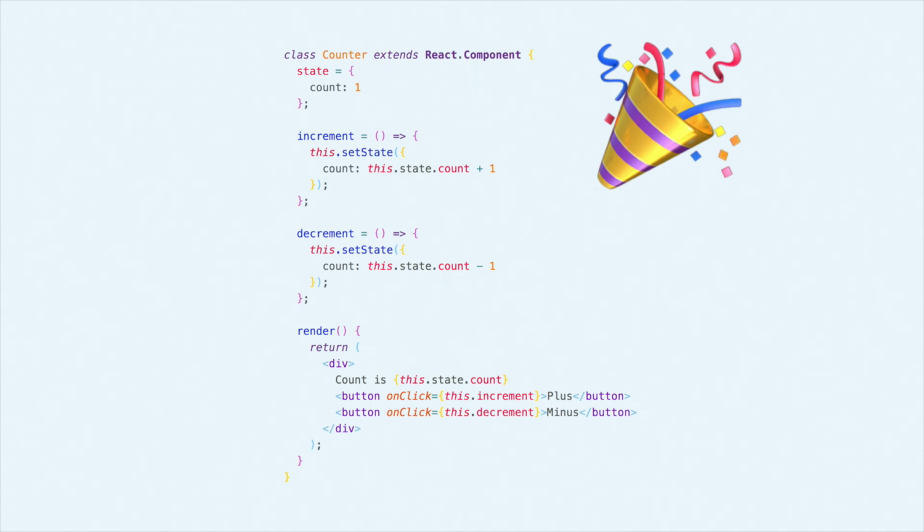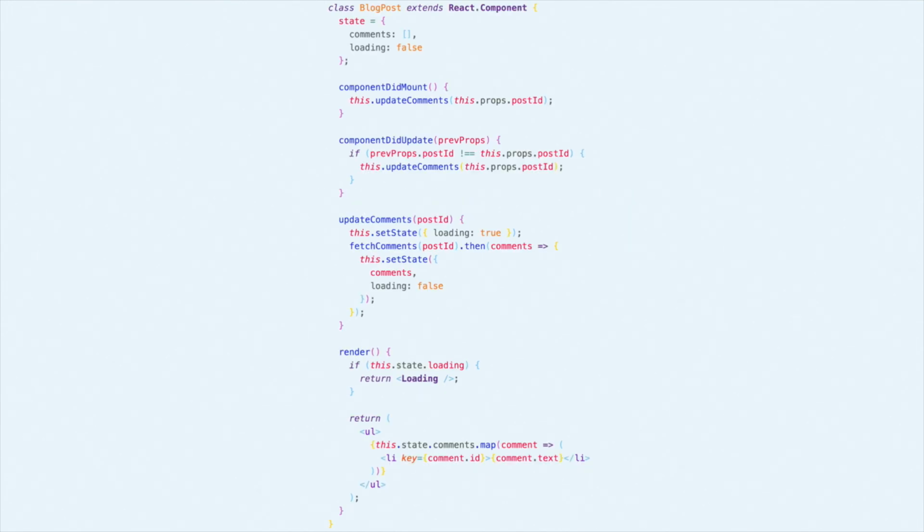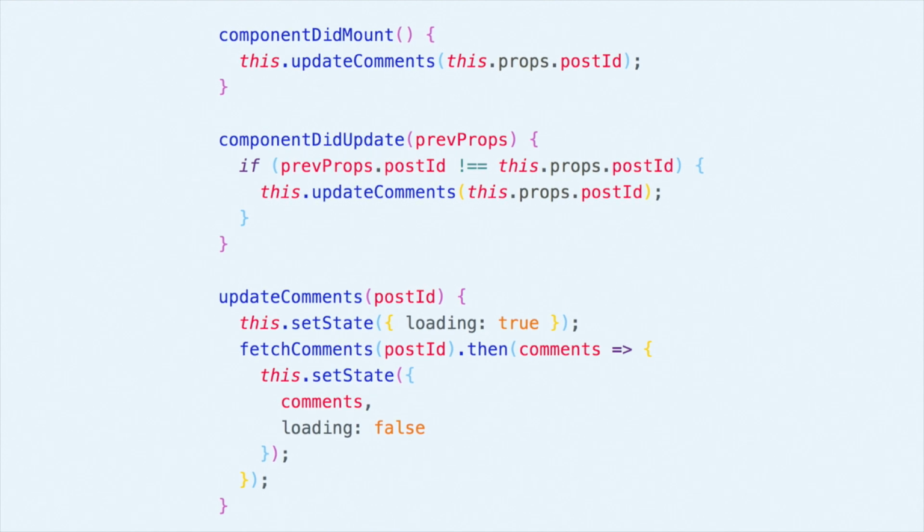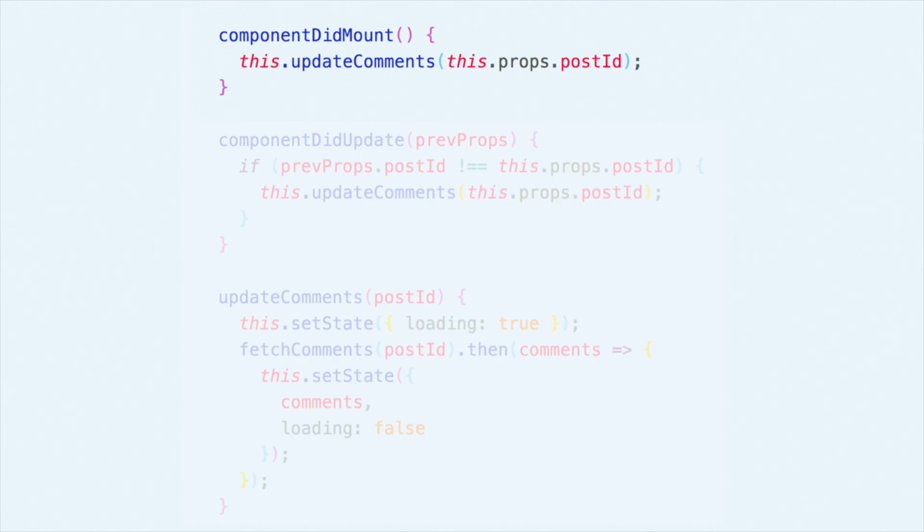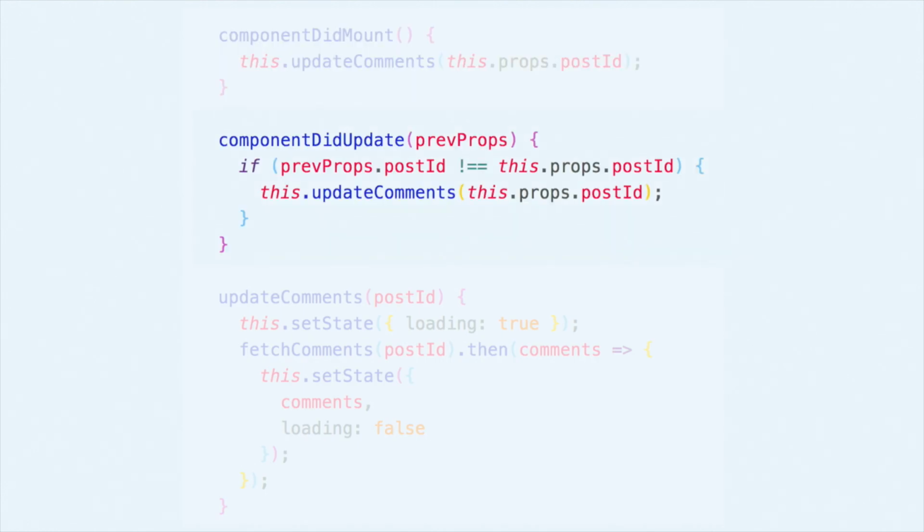And the other thing that classes have always given us is lifecycle methods to hang behaviors off of, like fetching data or subscribing to things. So here's a component that is a blog post fetching comments related to the blog post. But we've got some duplicated logic here. We've got to get the comments when the component first mounts. And then we have to keep an eye on the post ID, and if that prop changes, then fetch new comments for the new post.